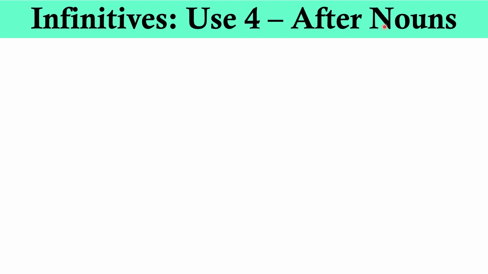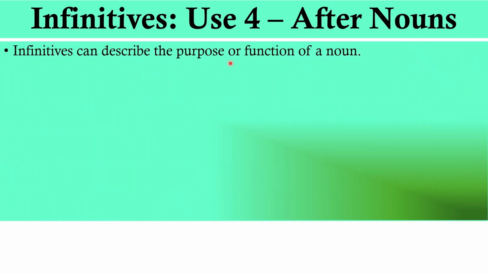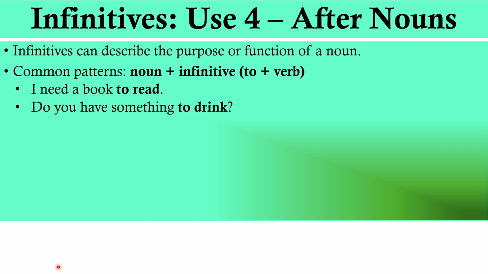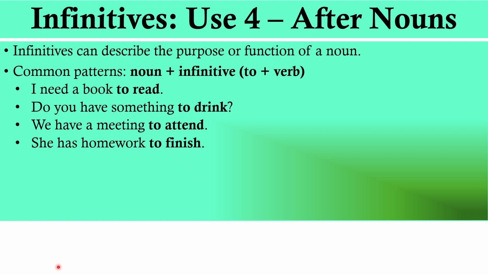Infinitives can also come after nouns, and in this case, they usually describe the purpose or the function of that noun. A useful pattern to remember is noun plus infinitive, or simply noun plus to plus verb. Here are some examples. I need a book to read. Do you have something to drink? We have a meeting to attend. She has homework to finish.